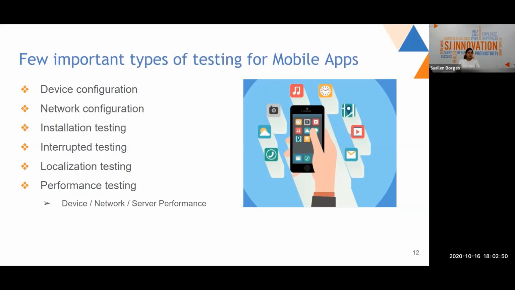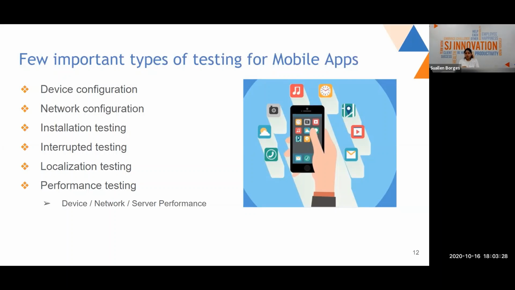Now next is the interrupter testing. So this I will say is very important for mobile app testing. So what is interrupter testing? Interrupter testing is something wherein say you are using your app and you get a call. So how will your app function in that case? A few scenarios which I can list for interrupter testing are when you get any incoming call or outgoing call or some messages, or if you get any notifications from a different app, how is your app working?